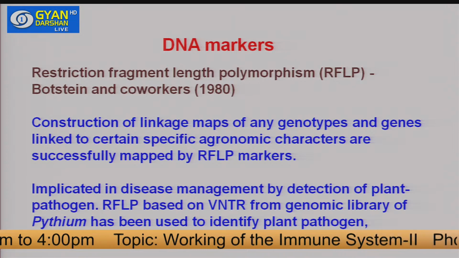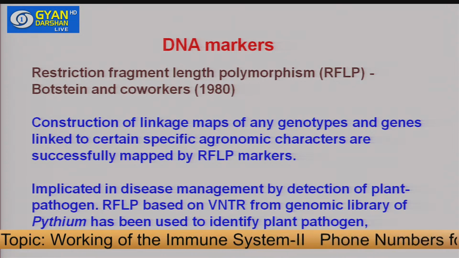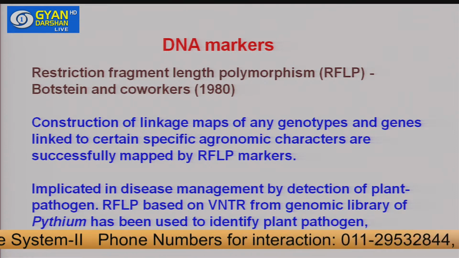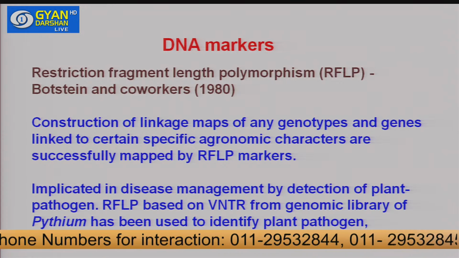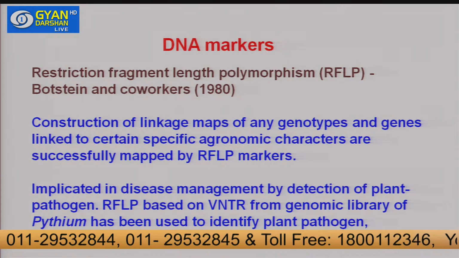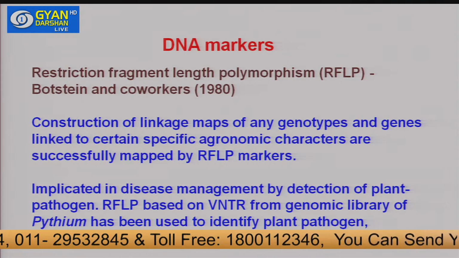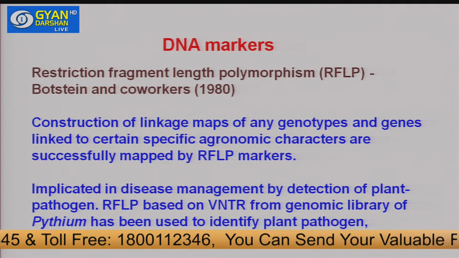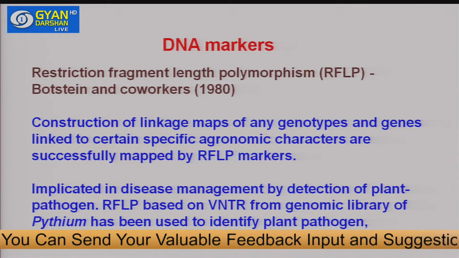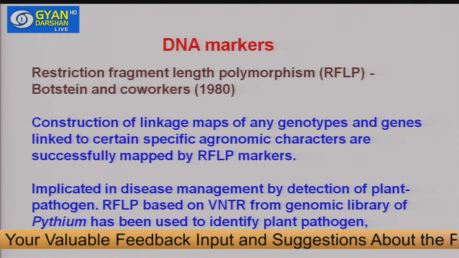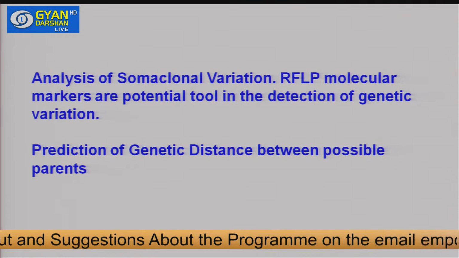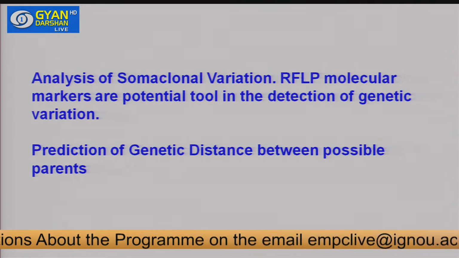There are several applications, and I have listed only a few of them, like construction of linkage maps of any genotypes, and genes linked to certain specific agronomic characters are successfully mapped by RFLP markers. In disease management, to detect certain pathogens, RFLP based on VNTR from a genomic library of Pythium has been used to identify the plant pathogen Pythium. Then, analysis of somaclonal variation. I hope that you know the meaning of somaclonal variation.